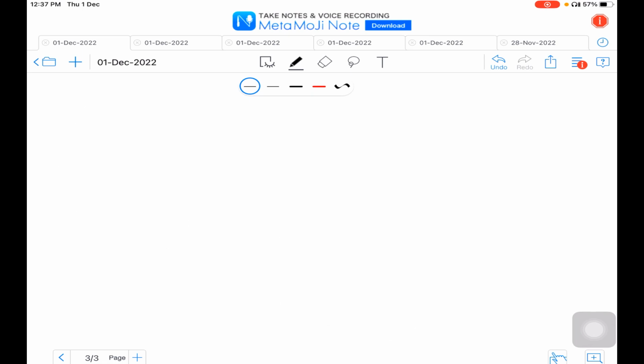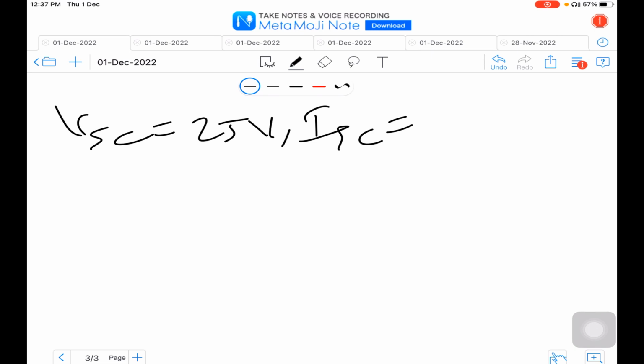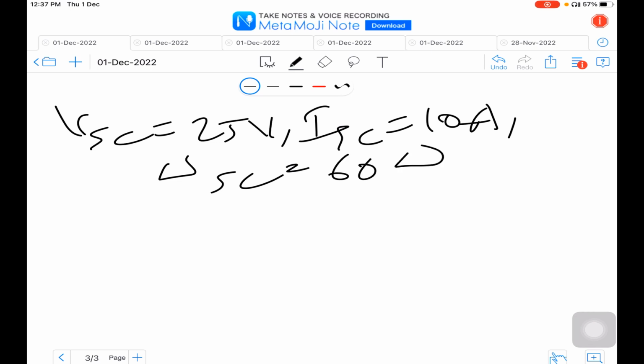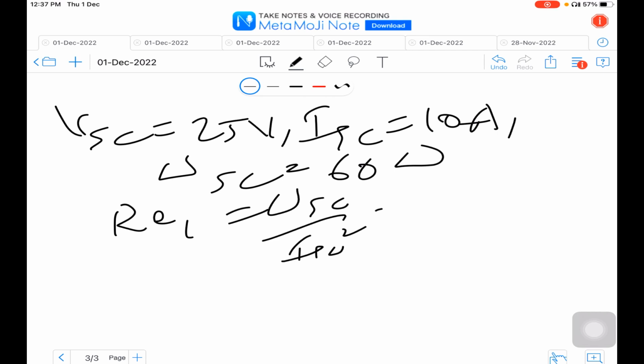Similarly, now let us find out the parameters from the SC test. What have they given? VSC is equal to 25 volts, ISC was 10 amps and WSC is 60 watts. So let us find out RE1. RE1 is equal to WSC by ISC square. WSC is 60, ISC is 10, so we will get 0.6 ohms as RE1.